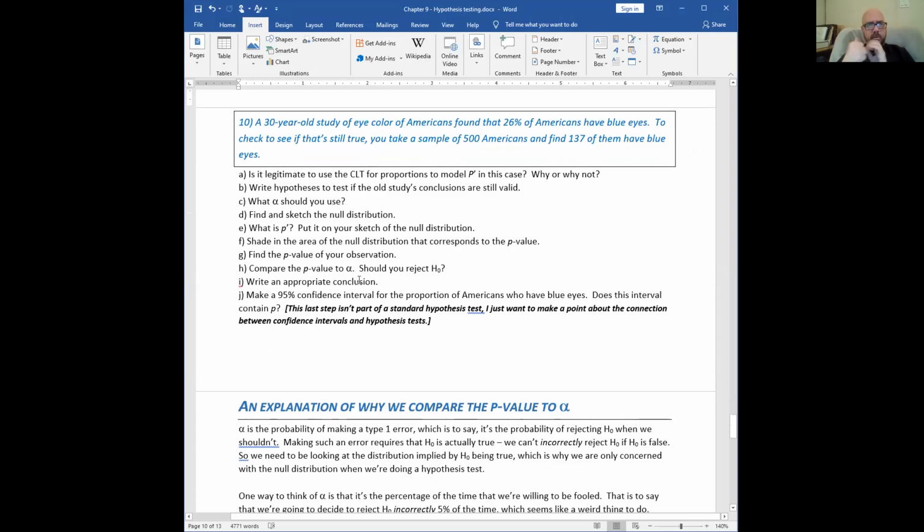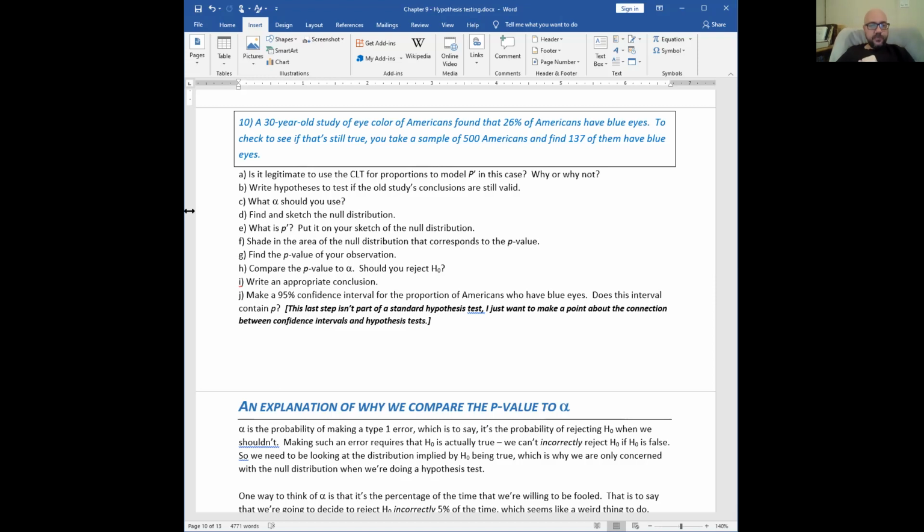Okay, we've got a 30-year-old study of eye color that found that 26% of Americans have blue eyes. We're going to check to see if that's still true. So we take a sample and find that 137 of the people in our sample have blue eyes. So let's see if that is enough evidence to suggest that not 26% of Americans have blue eyes.